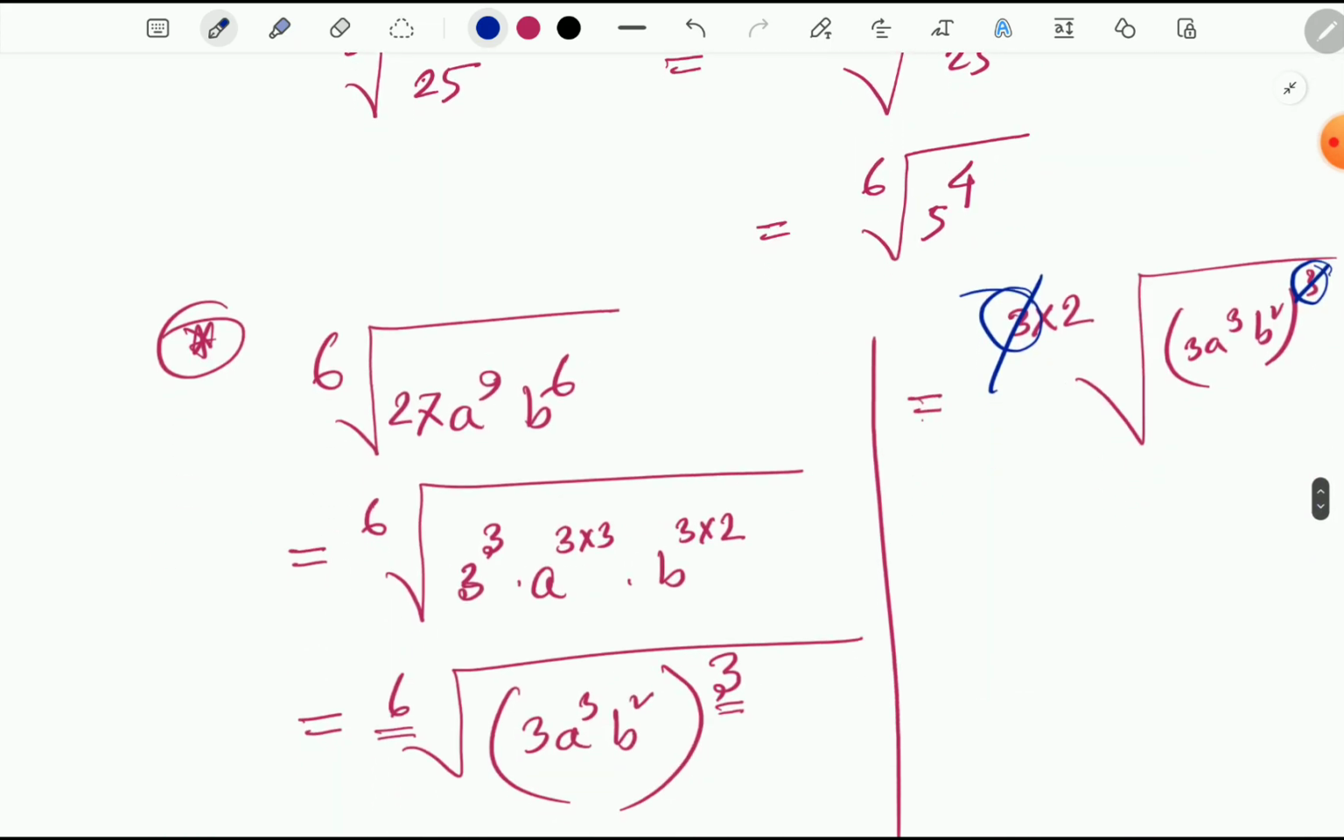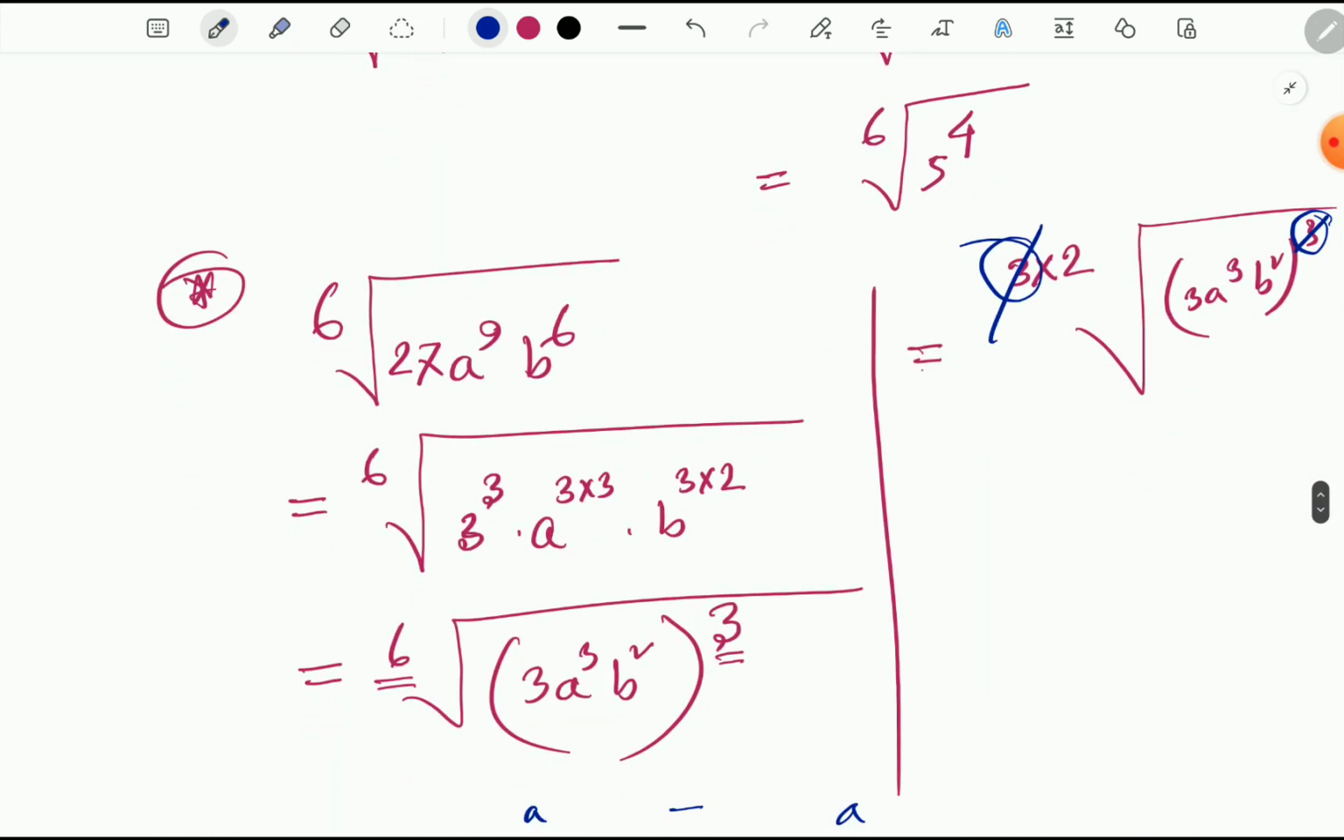So now our result becomes square root 3a cube b square. This is our answer, and as we know, we don't need to write 2 because square root already means 2, so we don't need to write it again. This is our answer.